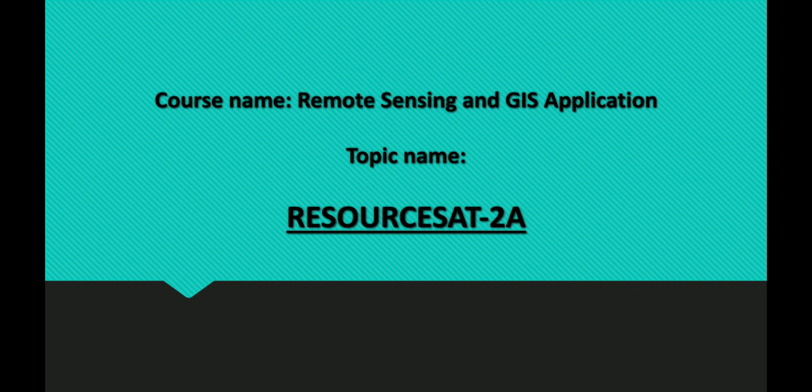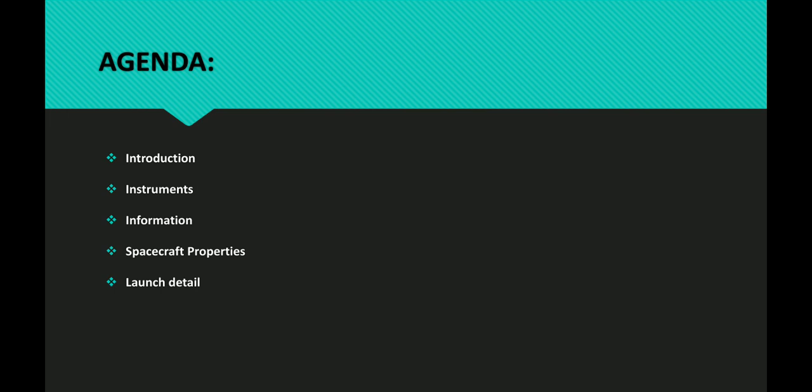Today I am introducing you to the ResourceSat-2A satellite, which is from our course Remote Sensing and GIS application. Firstly, we see the agenda of our topic. First, the introduction of the satellite, then instruments used in the satellite, and some information about the satellite. Next point is spacecraft properties of the satellite. Then we see the launching details of our satellite.